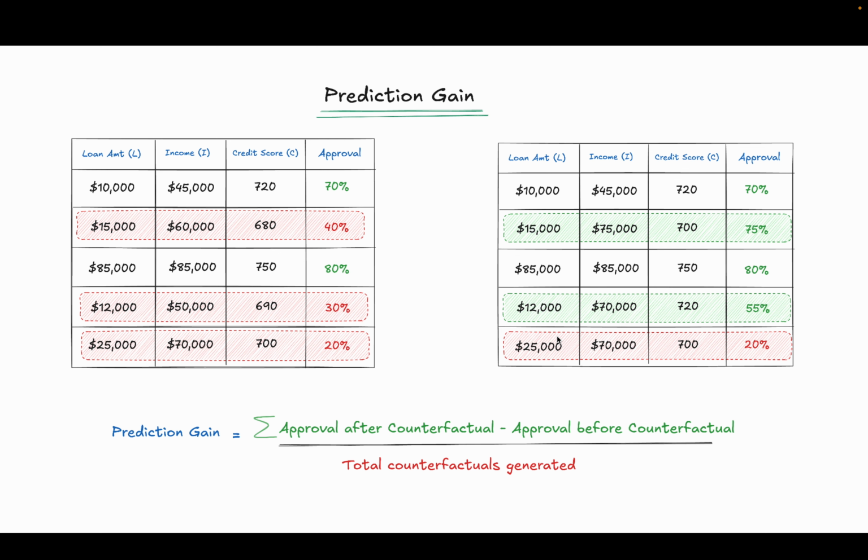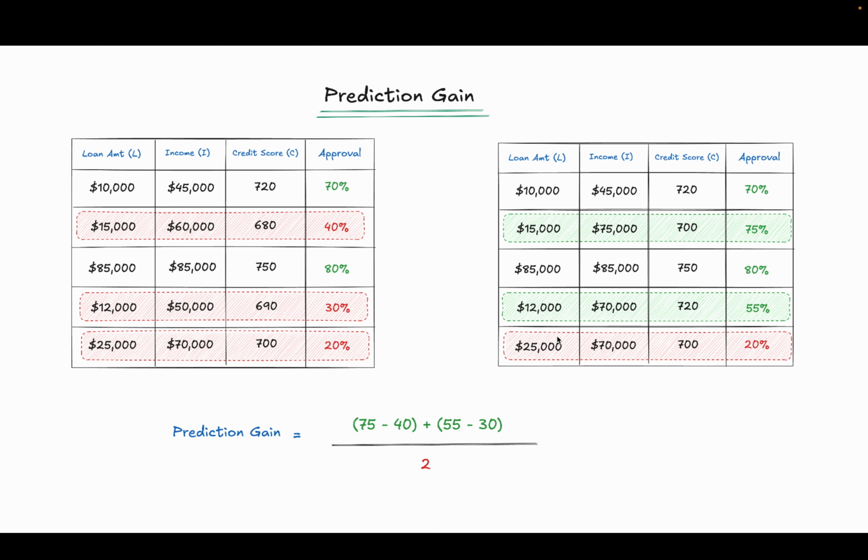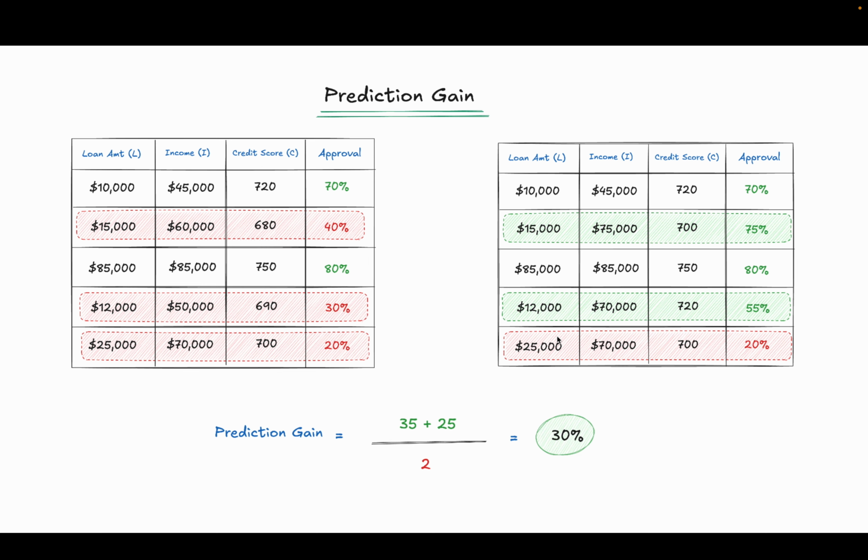Next up, we have prediction gain. This is also pretty straightforward. This metric measures how much better the approval rate gets after applying counterfactuals. So over here we can see that for the first instance we jumped from 40 to 75%. So that gives us 75 minus 40. For the second instance, we jumped from 30 to 55. That gives us 55 minus 30. And since 2 counterfactuals were generated, we divide that by 2. So we get a prediction gain of 30%.